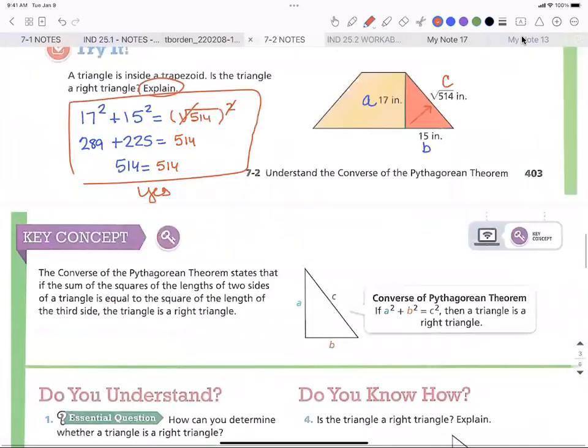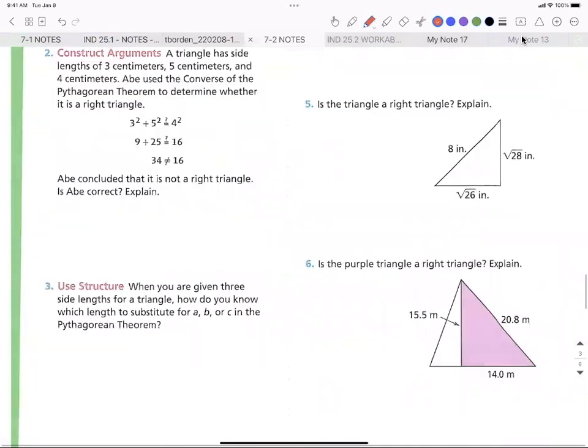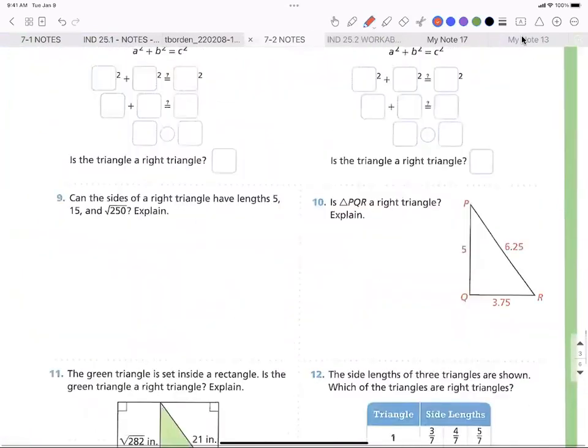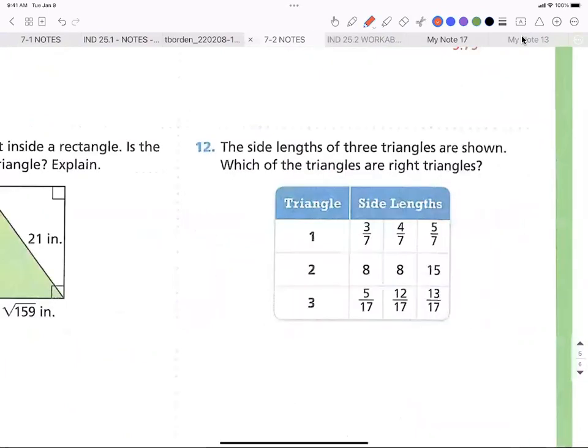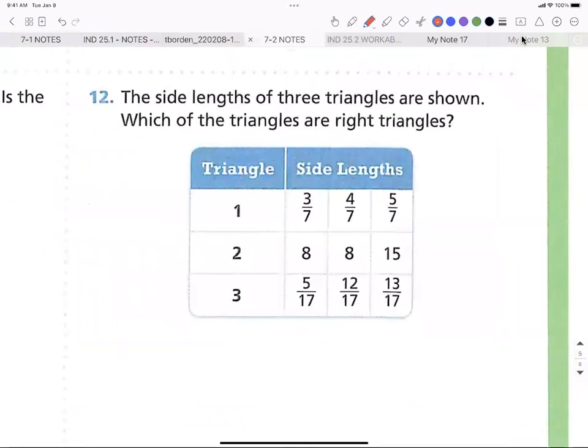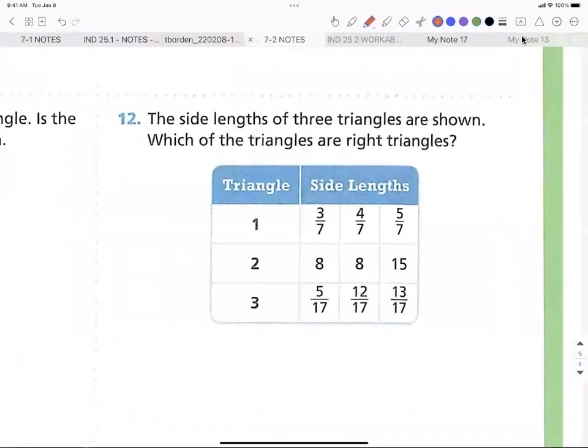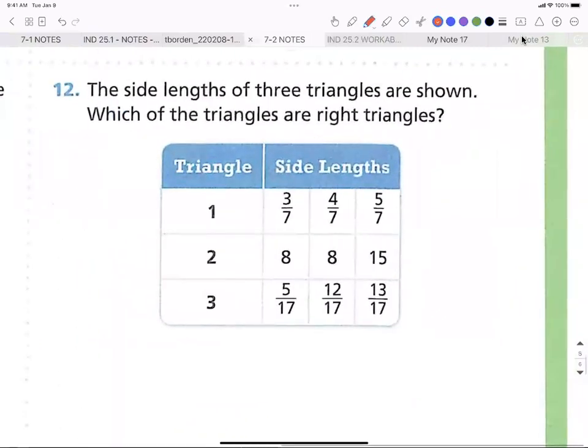All right. Really quickly, flip to page 405. This is where page 405 came in when I told you at the beginning of the hour to start there. That's why it was stuck in my head. I want to do number 12 with you because you have one like this on your homework. It says the side lengths of three triangles are shown. Which of the triangles are right triangles?